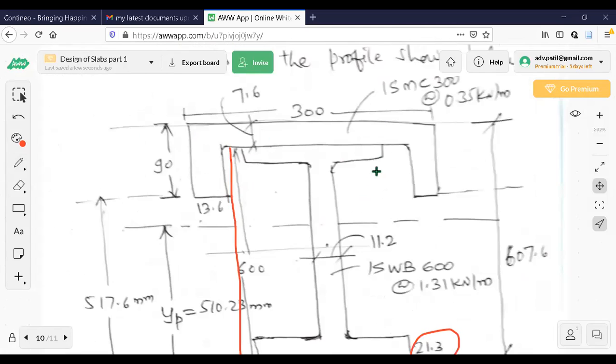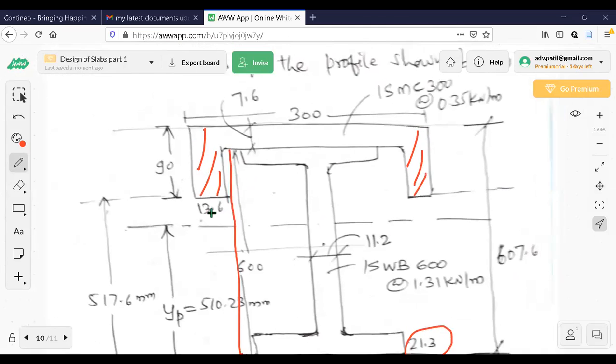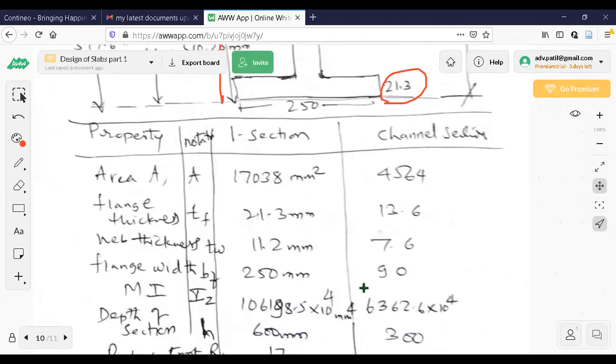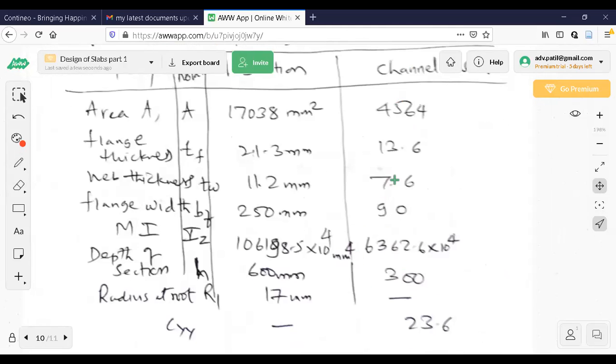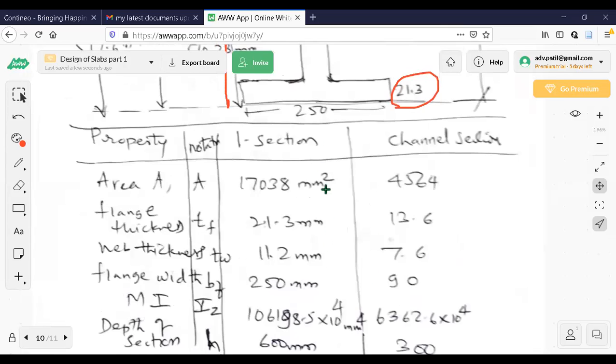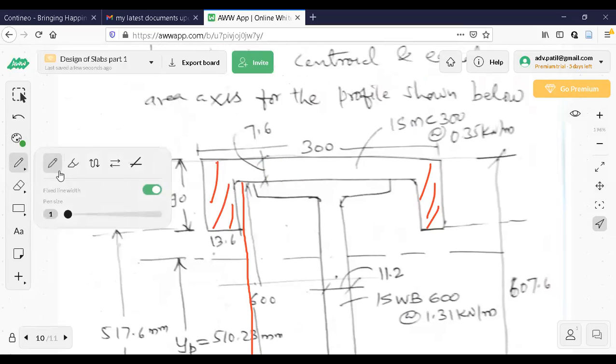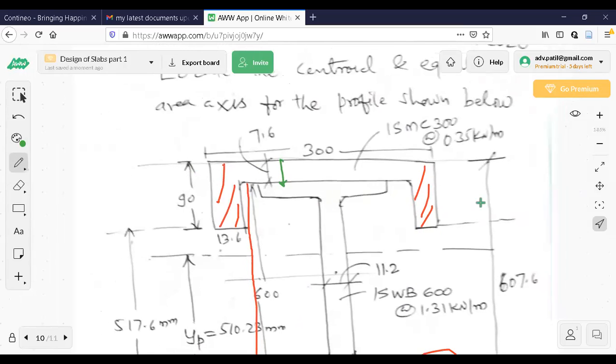Next, flange thickness. Now these are the flanges here. It is inverted like this. Okay. So you should not get confused here. So this is all flange. So 13.6 is the flange thickness. I have written it like this. Flange thickness 13.6. Web thickness is 7.6. So this is 7.6. You can see this one. This one is okay. This one is 7.6. I think you can follow this.